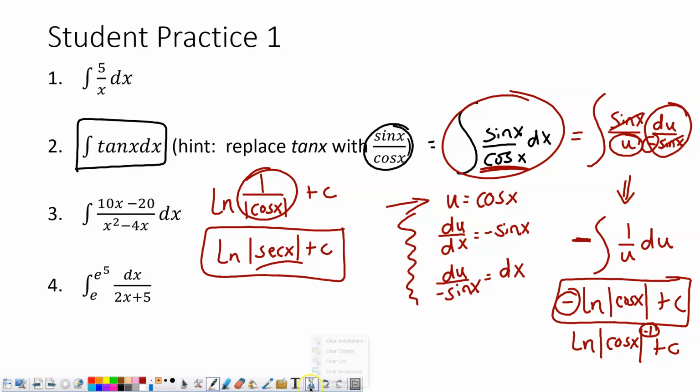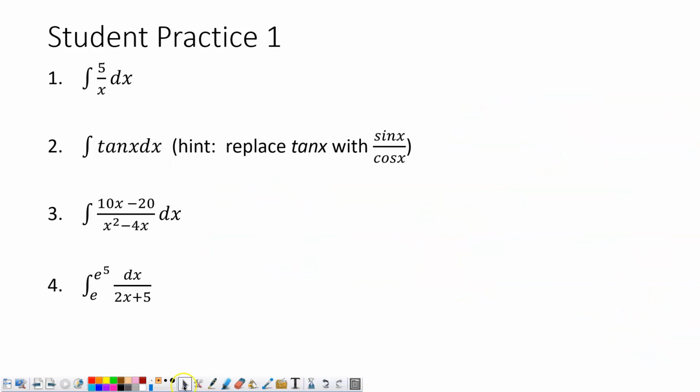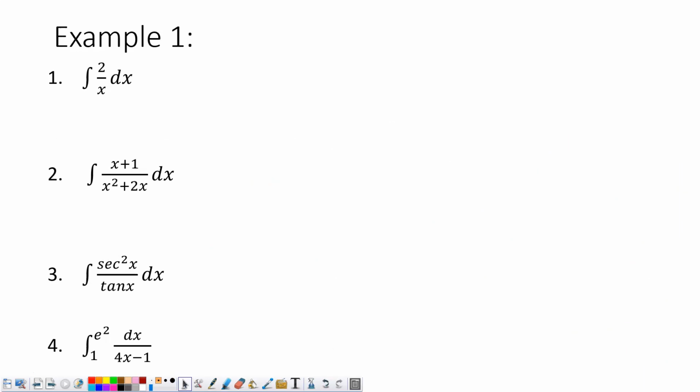All right, let's do another one. Now, number 4 is special because it's a definite integral. So what does that mean? Well, first of all, there's a couple things that I want to point out to you about number 4. First of all, look at the dx. Why? They put it on the top. That's really weird.